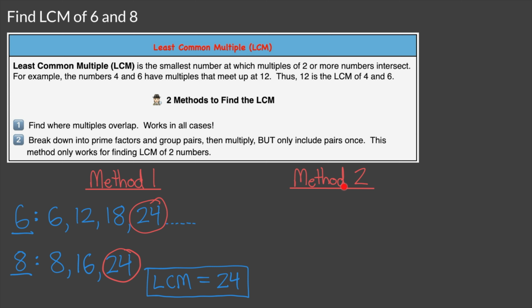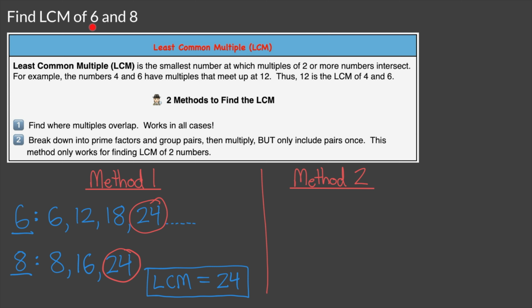Next, let's look at method 2. For method 2, we break down the numbers into prime factors and then group the pairs. Then multiply, but only include pairs once. This method only works for finding least common multiples of two numbers. So if they ask for the least common multiple of 3 or more numbers, we cannot use method 2. We can only use method 1.